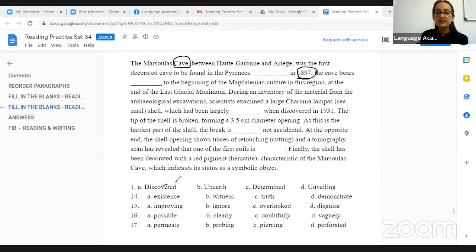And out of the options, there were two past tenses. Cave is a physical thing. So physical things or physical places are discovered. They are not determined. Determined is find out. So we'll go with discovered.